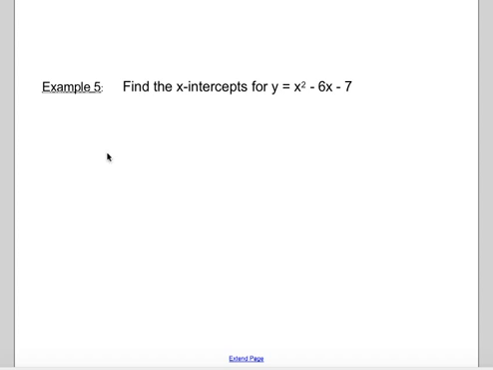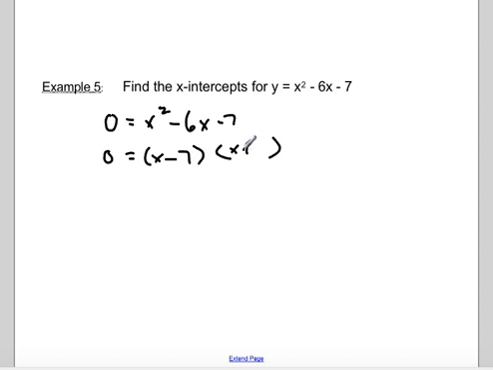So now we're supposed to find the x-intercepts. Well, that's pretty easy. We either are going to factor that, or if factoring doesn't work, we can always use the quadratic formula. So let's find them. What multiplies to give me x squared? x and x. What multiplies to give me negative 7 and adds to give me negative 6? Negative 7 and 1.